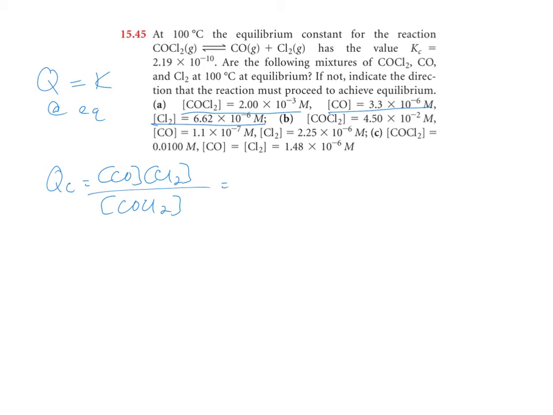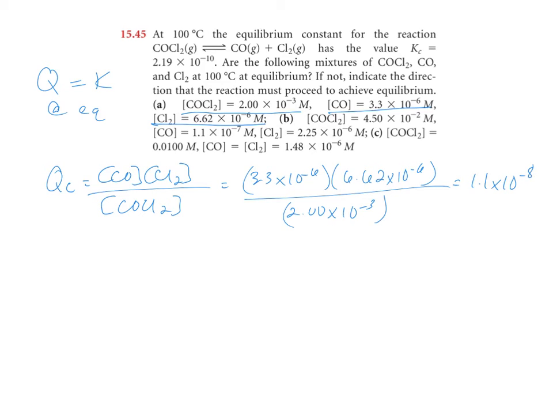So now we plug in. Carbon monoxide is 3.3 times 10 to negative 6. Cl2 is 6.62 times 10 to negative 6. And phosgene is 2.00 times 10 to negative 3. That's going to give me 1.1 times 10 to the negative 8th.